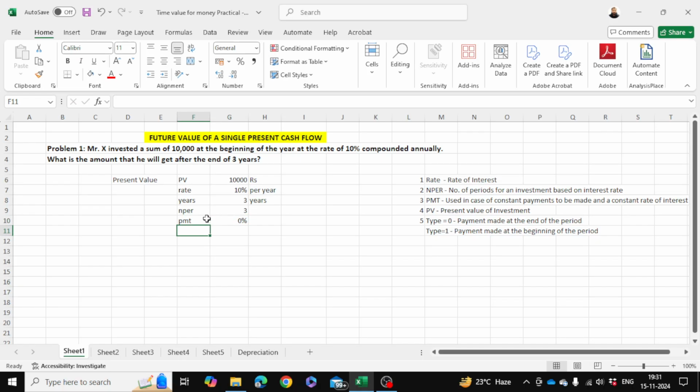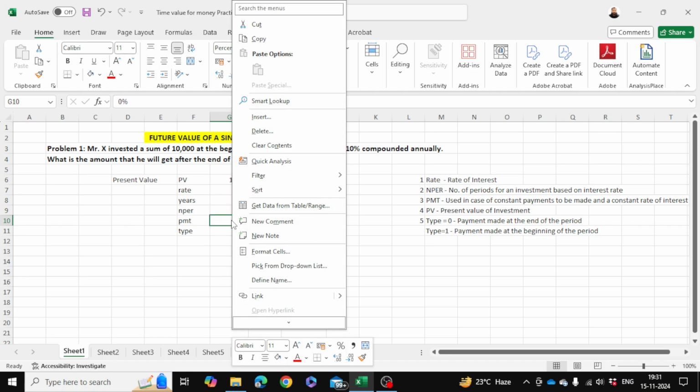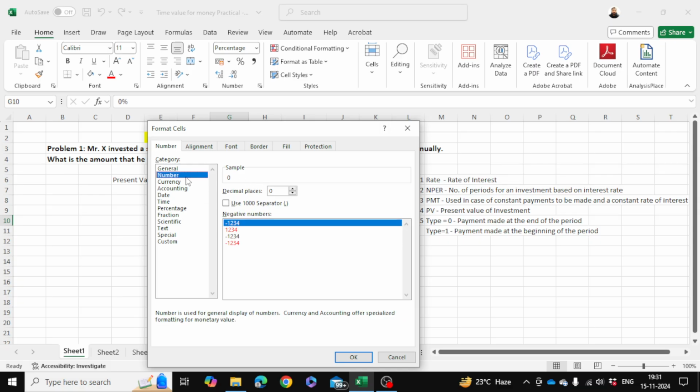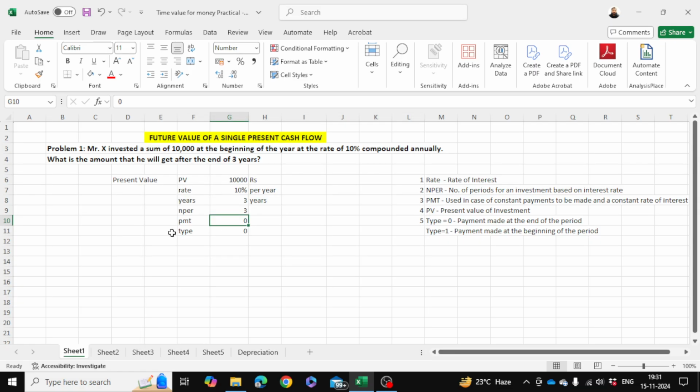Okay, and your type, we will take 0. Okay, here the percentage is coming, so some formatting is already there. You can change the formatting, because in Excel sometimes by default formatting is there, so you can change it to number. Okay, right click it, format cell, then you can click on the number format, right?